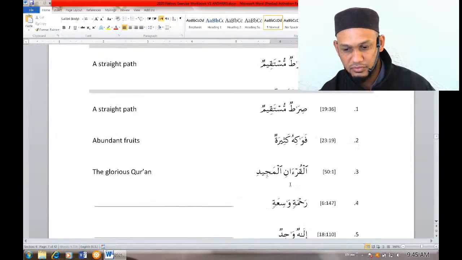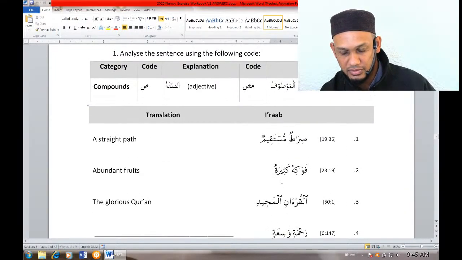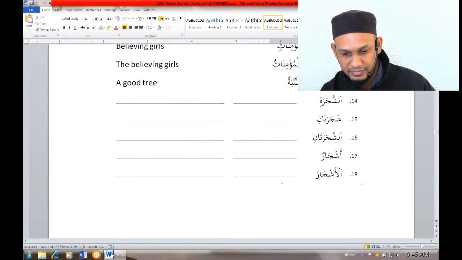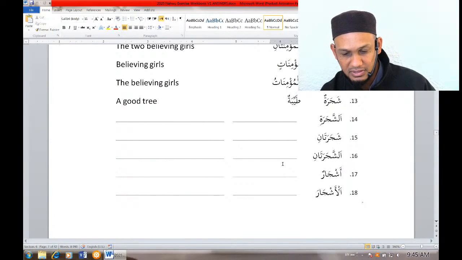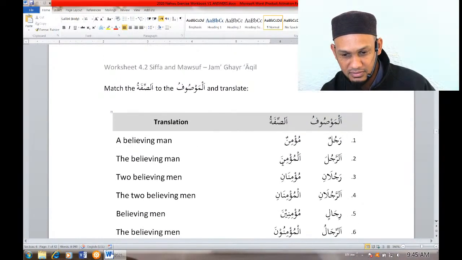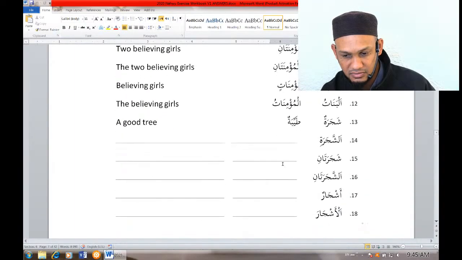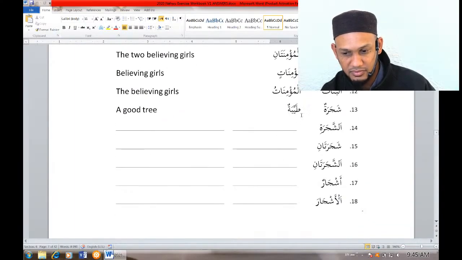Okay, let's just go to 4.4. Actually, let's just do 4.2 so we finish that one as well. We basically marked the first section. Let's just do this last section, from number 13 onwards.